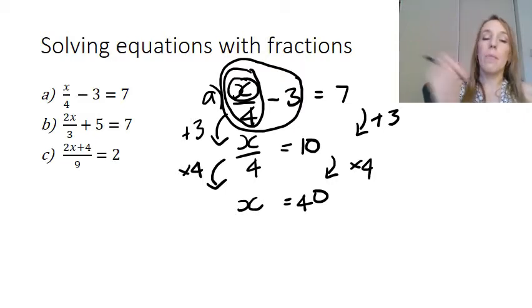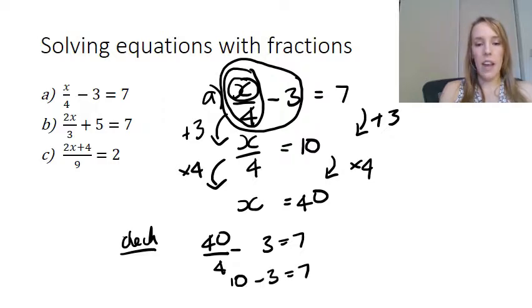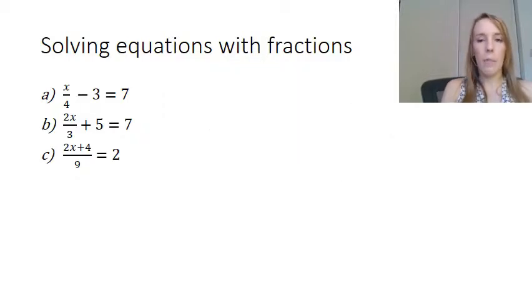And as usual, we can put it back into our original to check that we are correct. So x we think equals 40. So 40 divided by 4, take 3 should equal 7. 40 divided by 4 is 10. Take 3 equals 7, and yes, it does. 10 take 3, 7. Good, so we know we're correct there. Clear that one, and we'll do B.